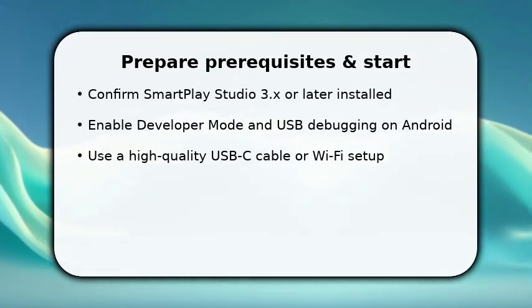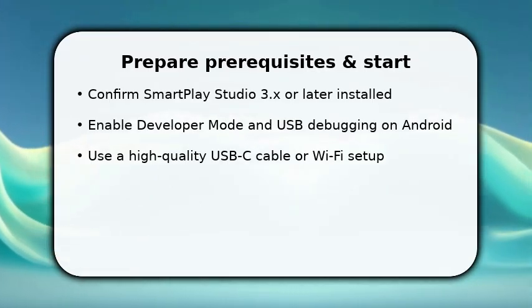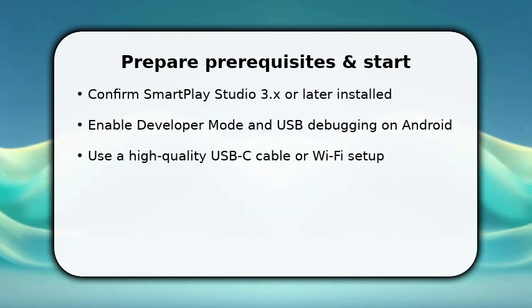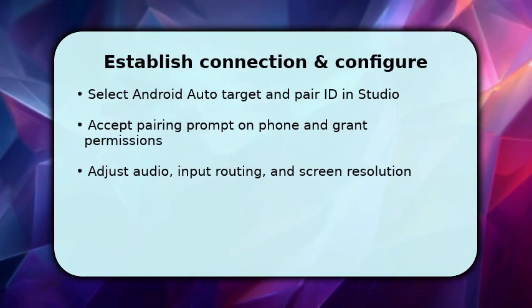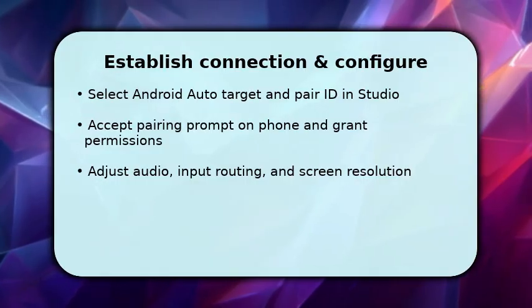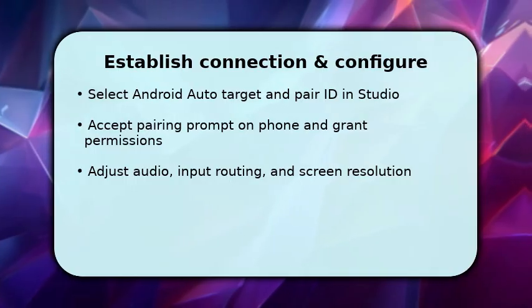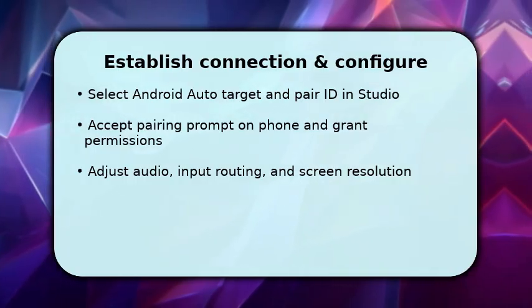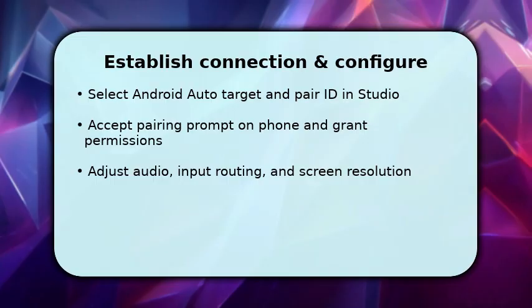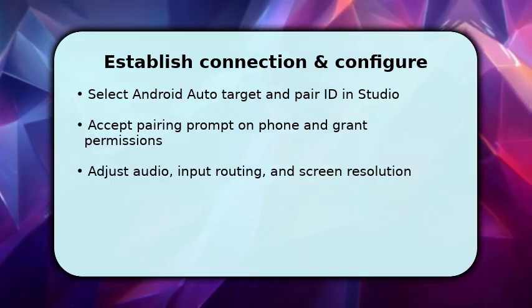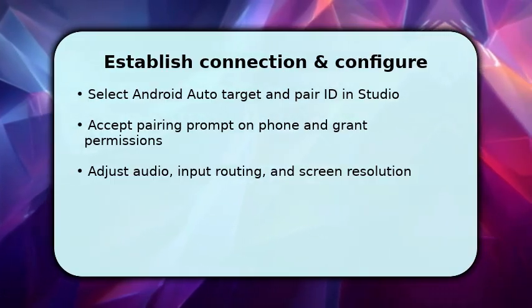This gets you into the connection phase immediately, avoiding needless toggles. Once the studio detects your phone, select the Android Auto target and confirm the pairing ID shown in SmartPlay Studio matches the phone prompt. You must tap Accept on the phone and grant media, location, and notifications permissions so apps and audio route correctly.